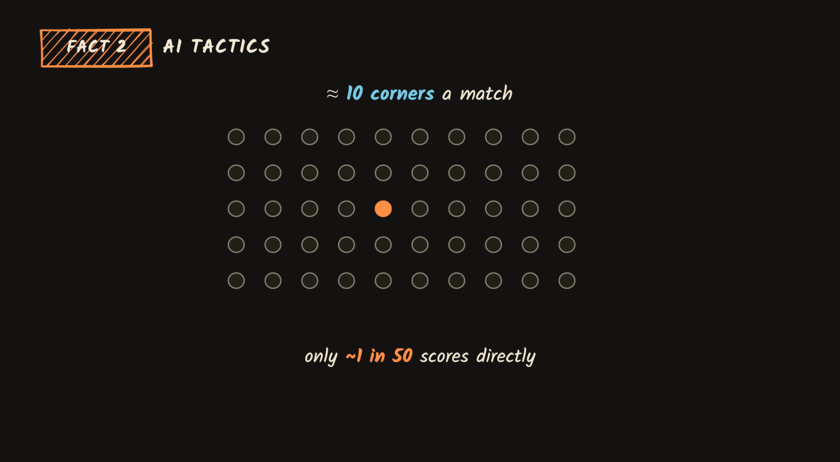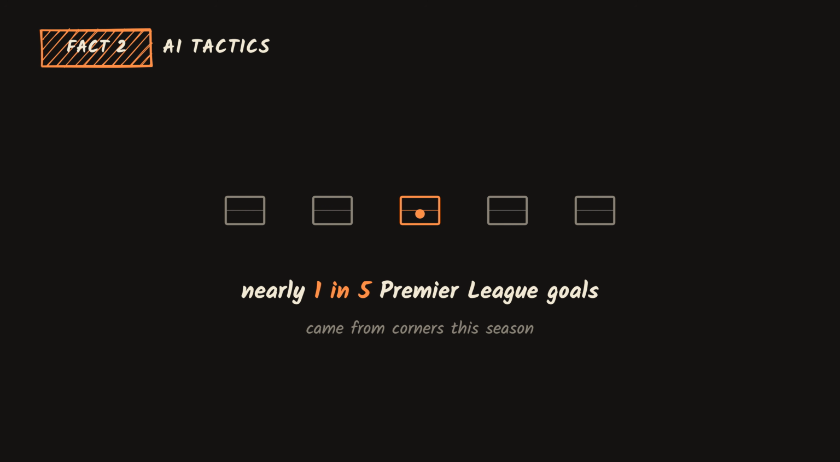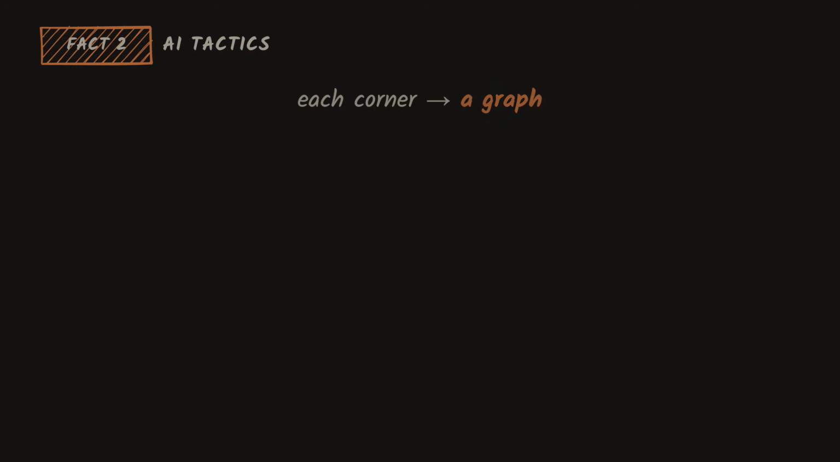A match has about 10 of them. Only maybe 1 in 50 produces a goal directly. But set pieces overall, corners, free kicks, throw-ins, they account for up to 40% of goals. Nearly 1 in 5 Premier League goals this season came from corners. They're high leverage, they're structured, and they repeat. That's a good machine learning problem.